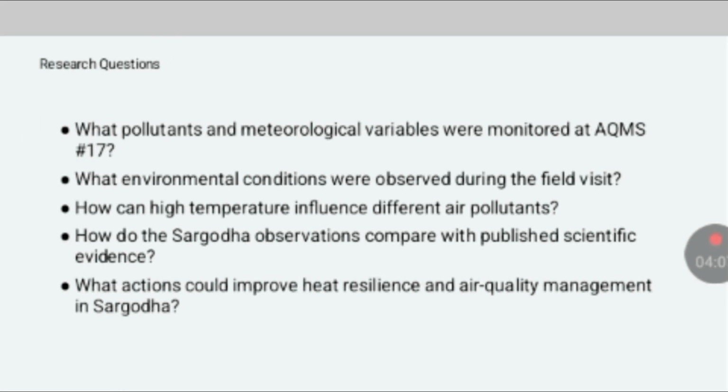Based on these objectives, I developed 5 main research questions. The first question was, which pollutants and meteorological variables are monitored through the AQMS? The second question focused on the natural environmental conditions observed during our field visit. Third, I wanted to understand how high temperature can influence different air pollutants. Fourth, I explored what practical measures could improve heat resilience and air quality management in Sargodha. These research questions provided the basic direction for the entire project.